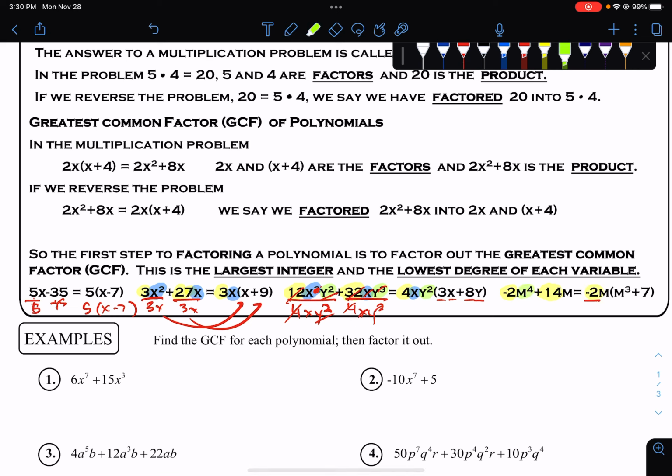And then m to the fourth and m, the most m's I'm going to be able to take out is 1. So negative 2m to the fourth divided by negative 2m gives me m cubed, and 14m divided by negative 2m, the 14 divided by negative 2 becomes negative 7. This is written wrong. This should be a negative 7. Shame, shame. Examples doing the math wrong. That should be negative 7. So I should get m cubed minus 7.